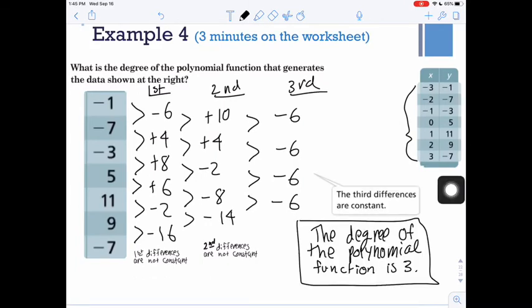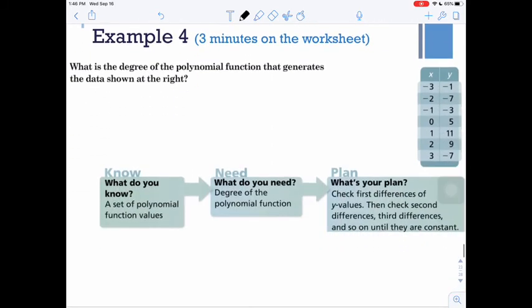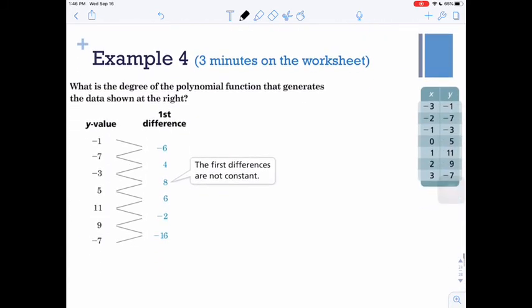And since the third differences are constant, we say the degree of the polynomial function is 3, because it took 3 sets of differences to get a constant difference. All of this work is on the next few slides of the computer.